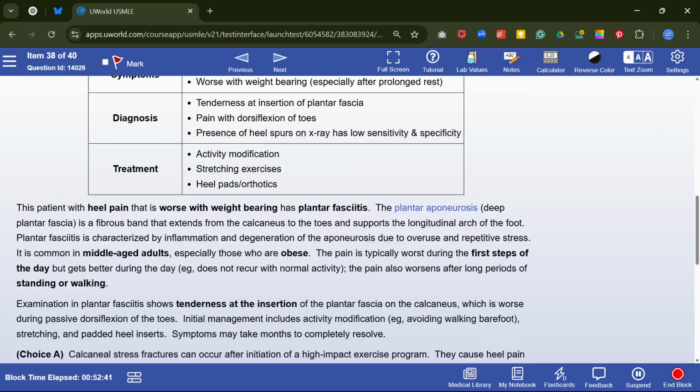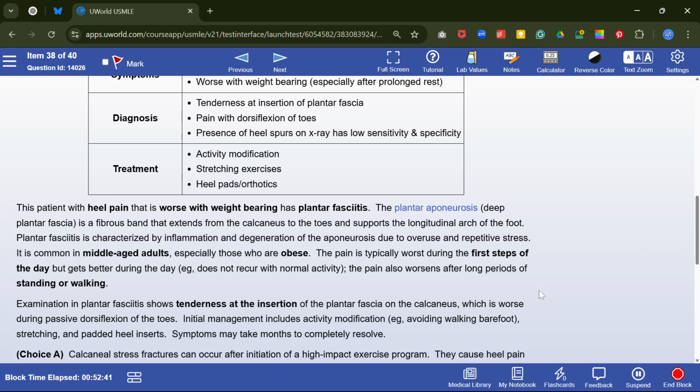It's plantar fasciitis. This patient with heel pain that is worse with weight bearing has plantar fasciitis. The plantar aponeurosis is a fibrous band that extends from the calcaneus to the toes and supports the longitudinal arch of the foot. Plantar fasciitis is characterized by inflammation and degeneration of the aponeurosis due to overuse and repetitive stress.